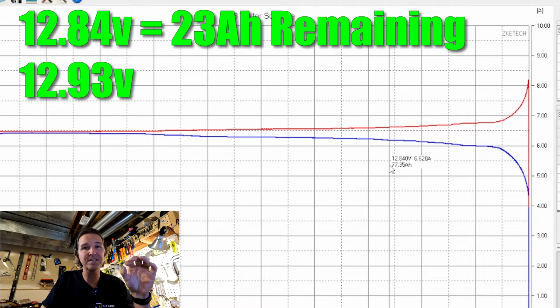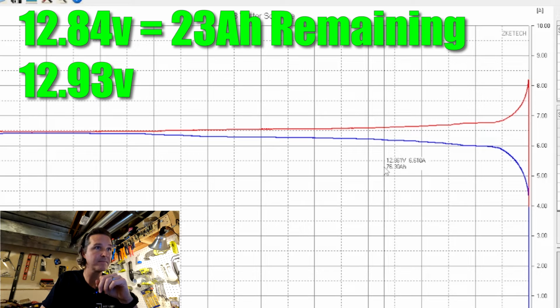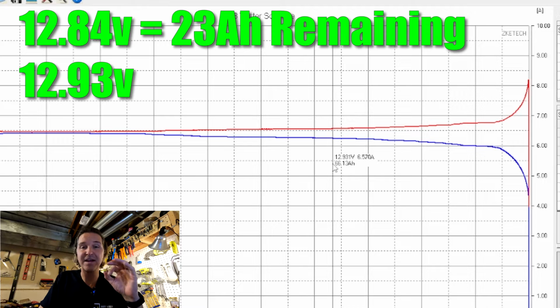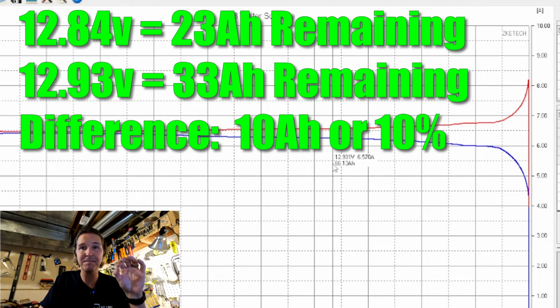Now, if you were to say, okay, let's use that other multimeter's measurement, and it was 12.94. No, wait, it was 12.93. Let's go ahead and find 12.93 and see what the difference is in amp hours. And right there is 12.93. So you're seeing 66 amp hours of withdrawal. So we're talking a 10% battery loss just from the type of measurement that you took.